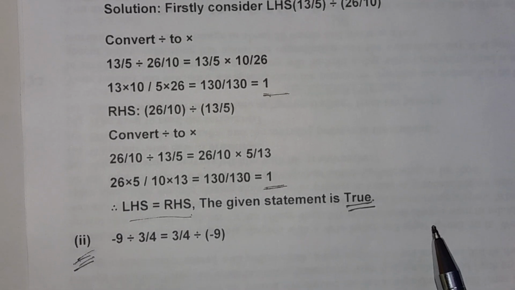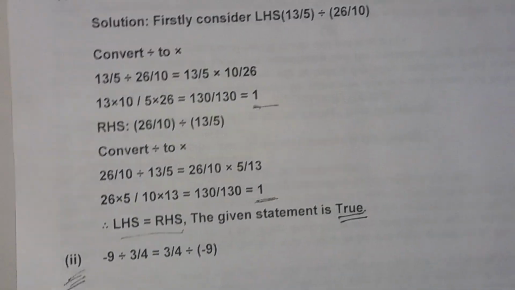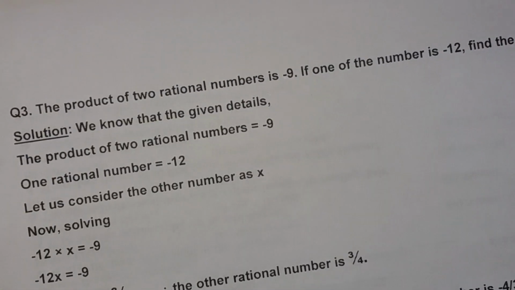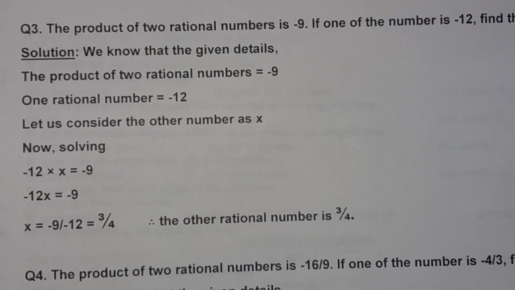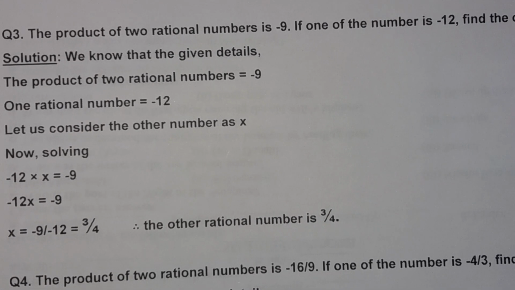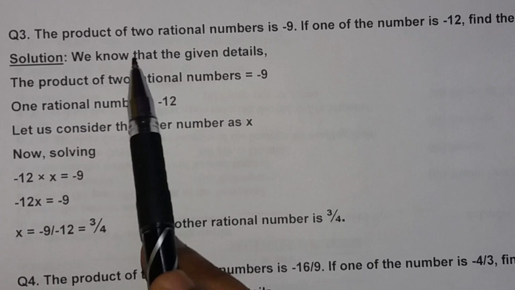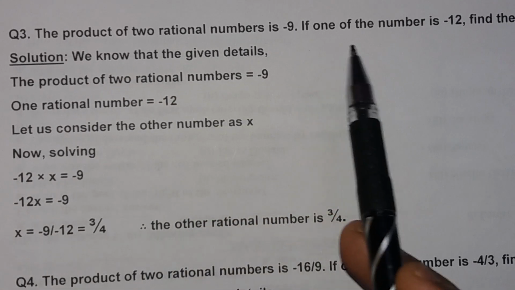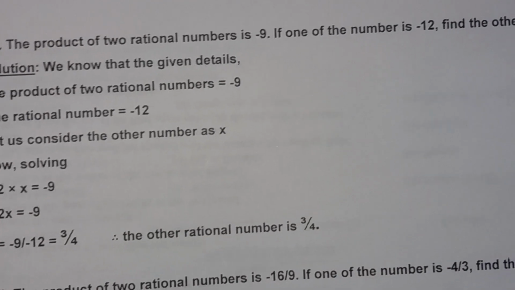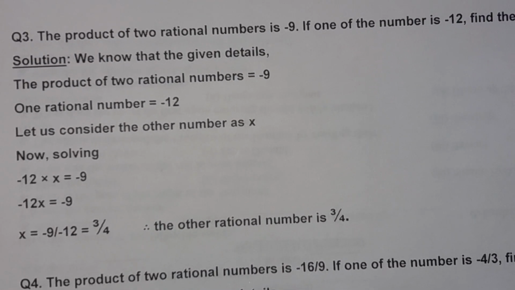Now in the same way you can try the second part. Now next question. Yes, after this, see question number 3. In question number 3, the product of two rational numbers is minus 9. If one of the numbers is minus 12, then we have to find the other number.